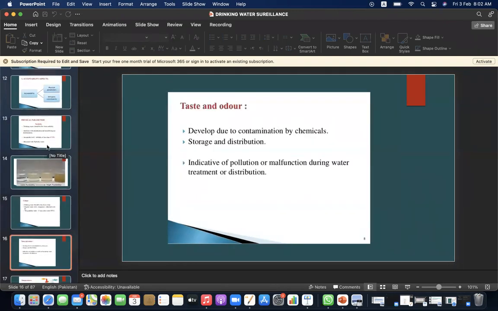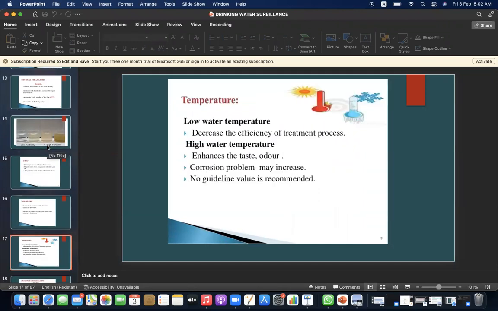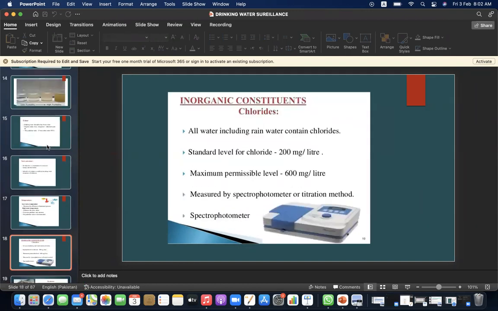Taste and odor develop due to contamination by chemical storage and distribution, indicative of pollution or malfunction during water treatment or distribution. Temperature: low water temperature decreases the efficiency of the treatment process. High water temperature enhances taste and odor, and corrosion problems may increase. No guideline value is recommended.